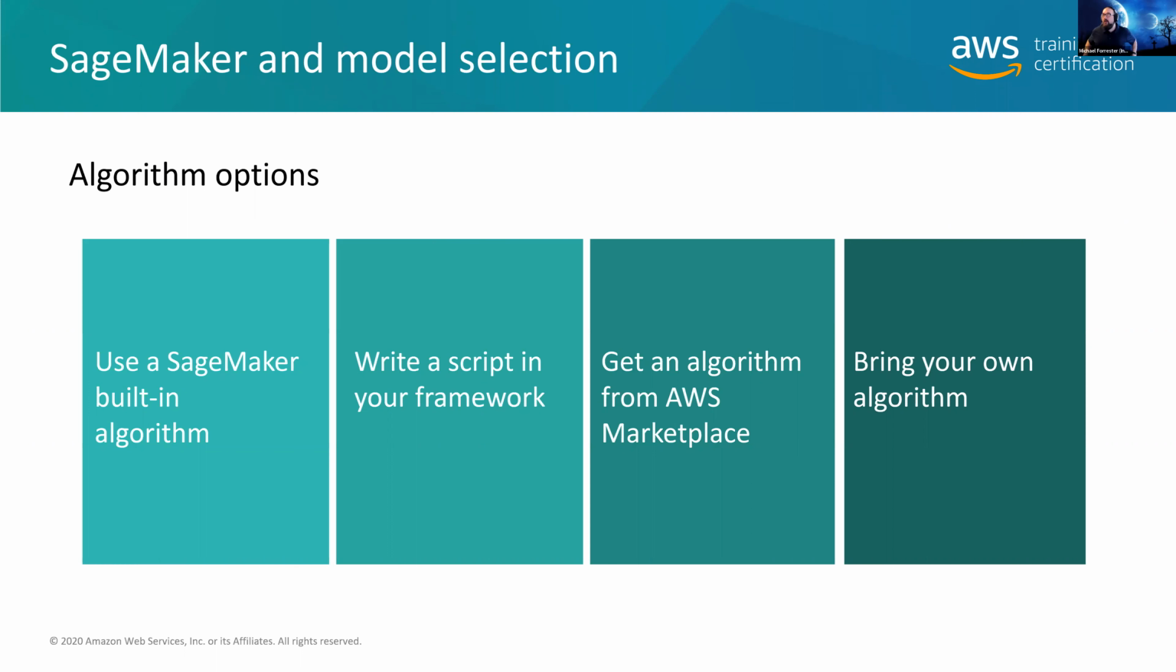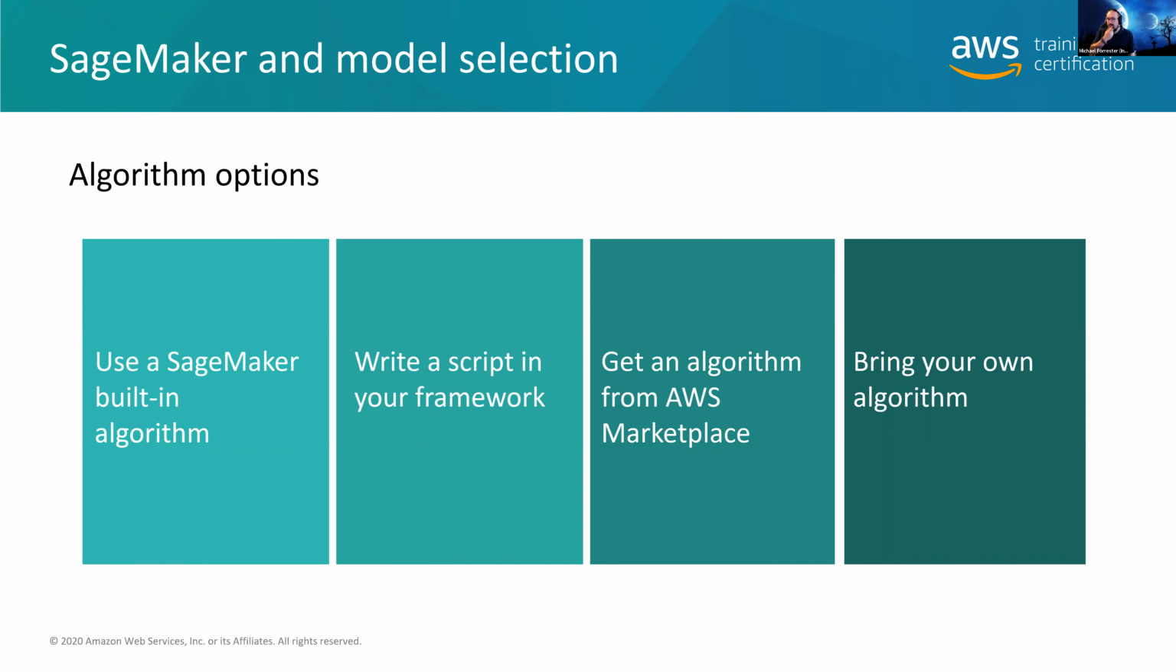Now, I want you to know this, and I'm going to say this because this is on the exam. At least it was on my exam. You cannot edit the algorithms that are inside of SageMaker. That doesn't mean you can't change the inputs and the outputs and all that stuff. But you can't change the algorithms. If you want to change the algorithm, you need to bring your own algorithm, right? Just so you know.